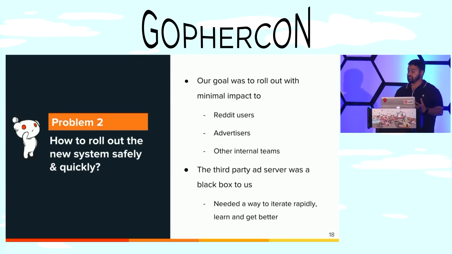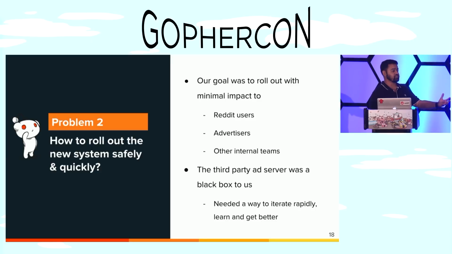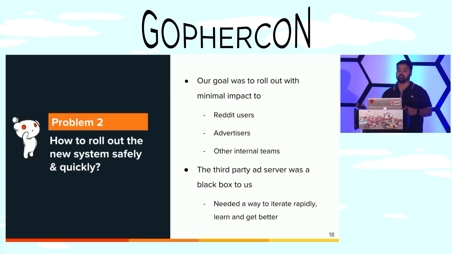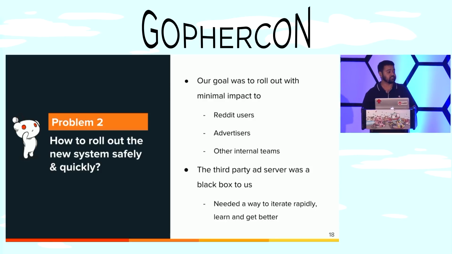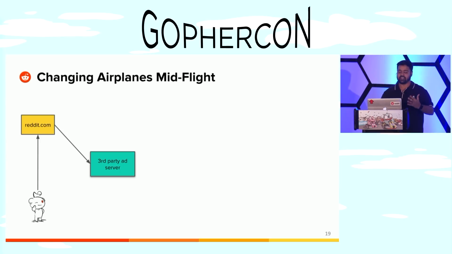The added complexity here was that the third-party ad server was a black box for us. We didn't know exactly how it worked. We didn't know how the auction logic worked. We didn't know what it did. So we weren't sure how we would compare to it, and we didn't want a big change in the business because of this rollout. So we realized that we needed a way to rapidly iterate and put things out in a safe way and learn from our experience. An exaggerated comparison was like changing airplanes mid-flight. I don't think it's that bad, but it felt like that.